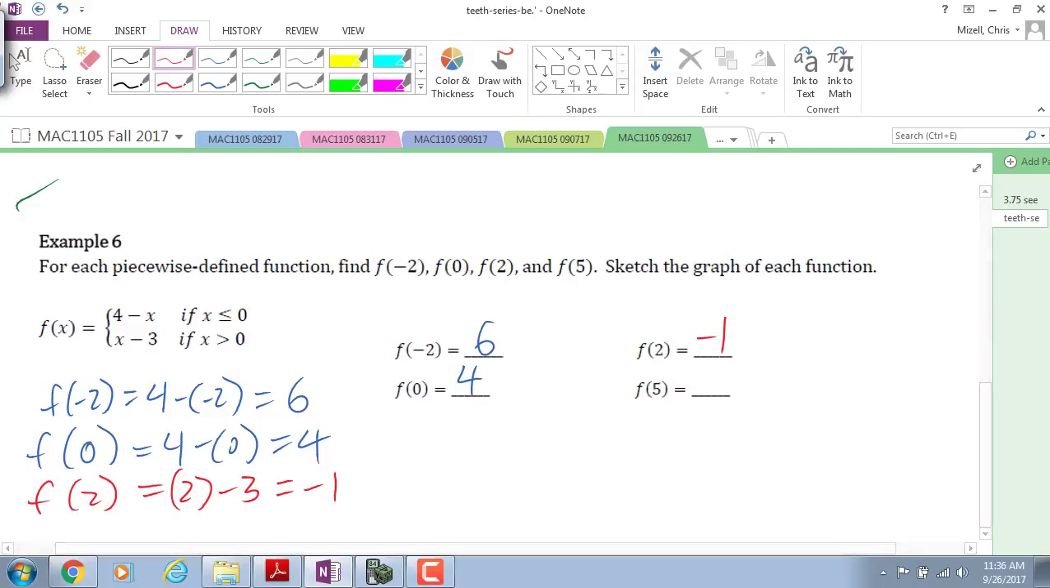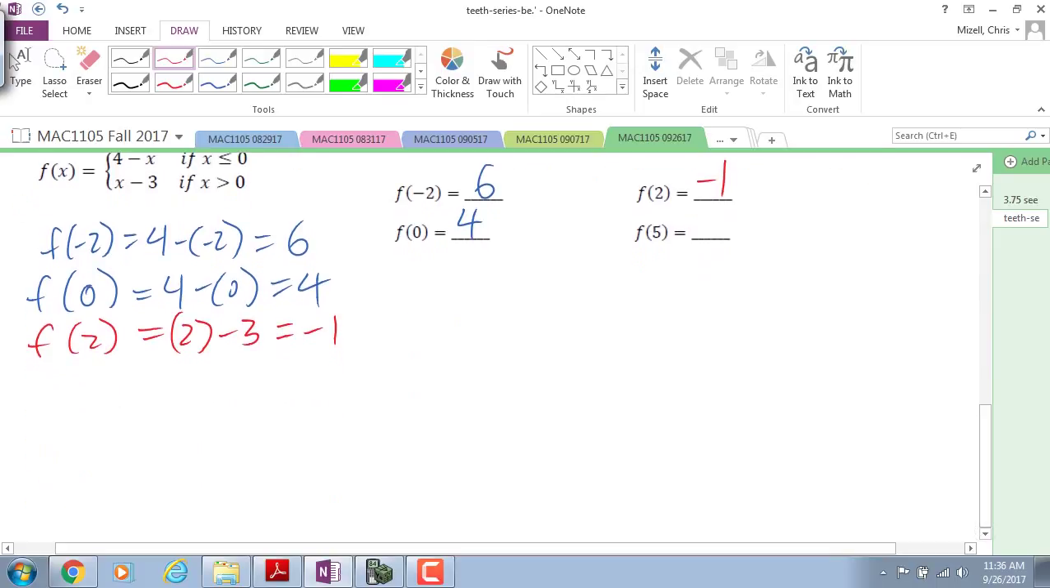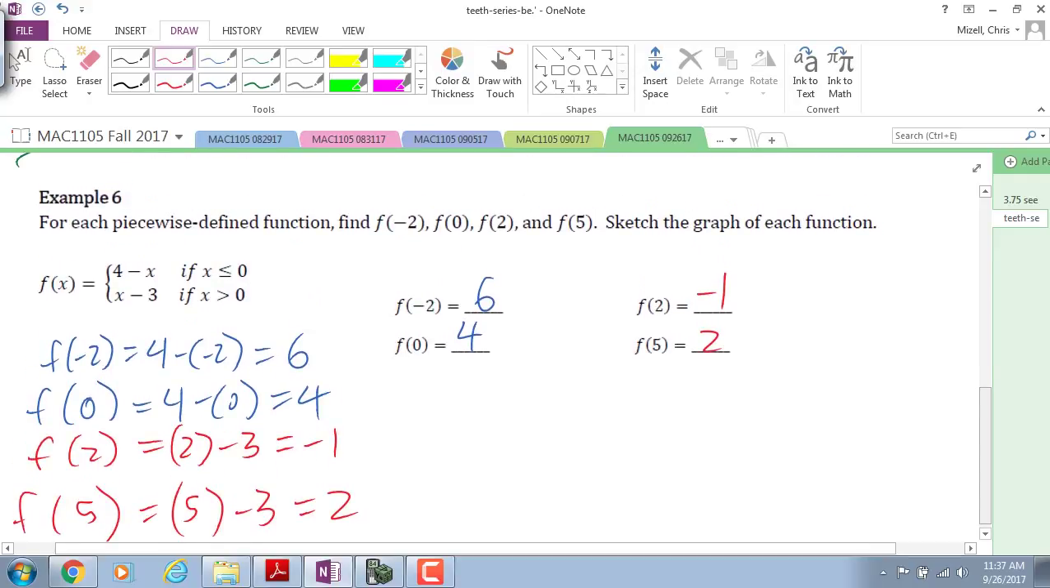f of 5. 5 is not less than or equal to 0. 5 is greater than 0. So f of 5 is 5 minus 3, which equals 2.